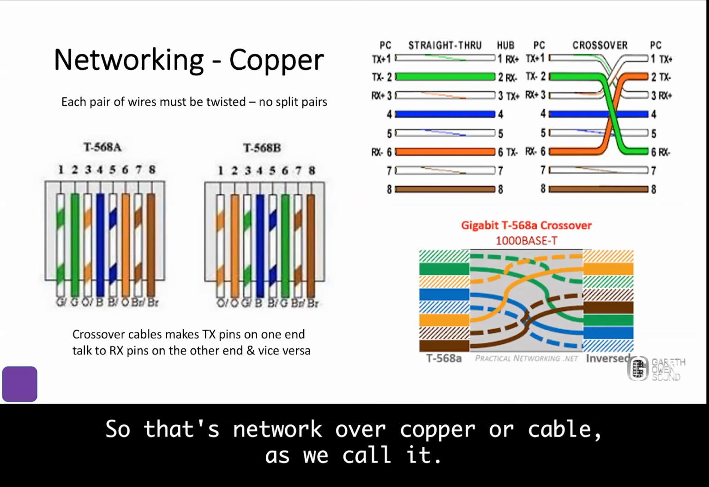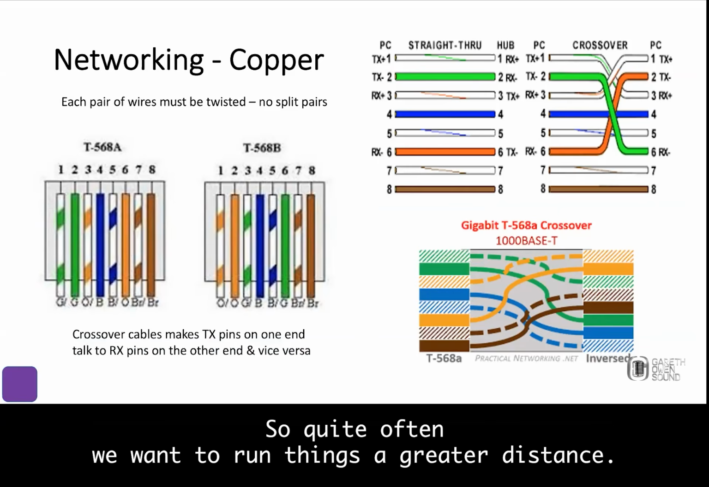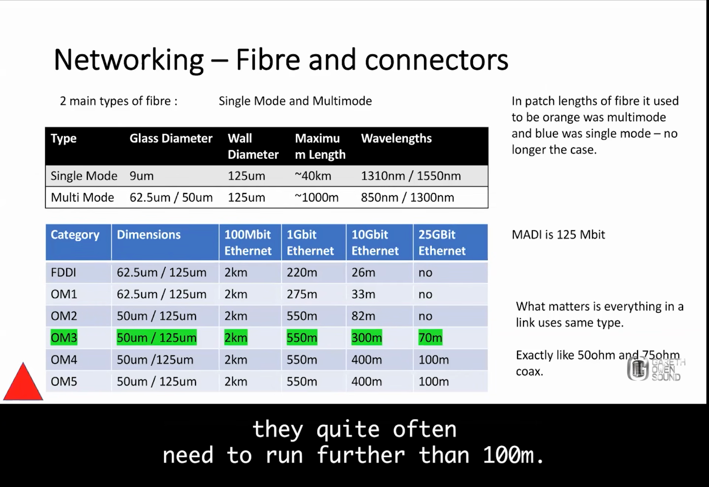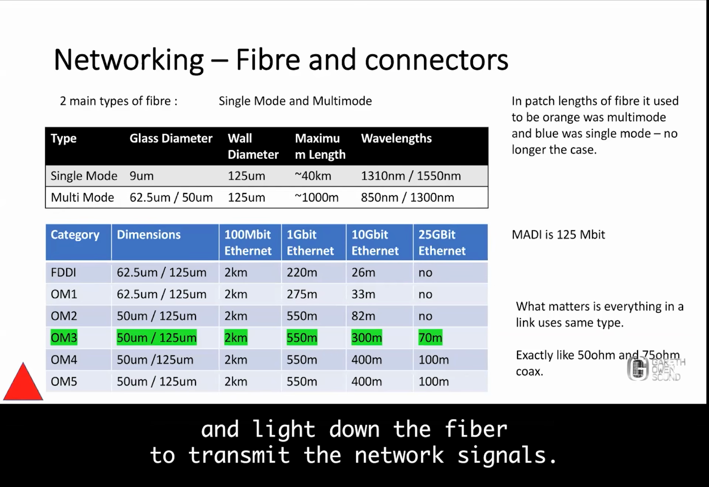Okay, cool. So that's network over copper, or cable as we call it. Quite often we want to run things a greater distance. Not in our industry so much, where 100 meters tends to be good, but in broadcast and arenas, they quite often need to run further than 100 meters. So the only real way to do that is to use fiber and light down the fiber to transmit the network signals.